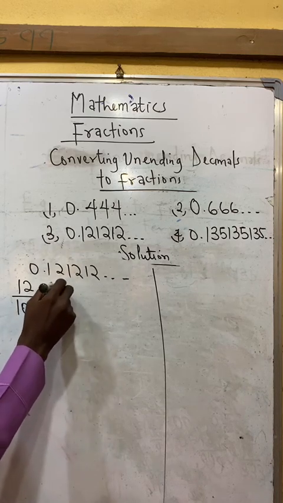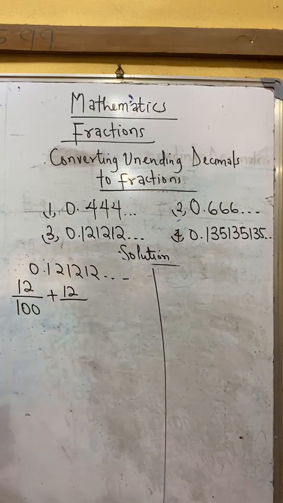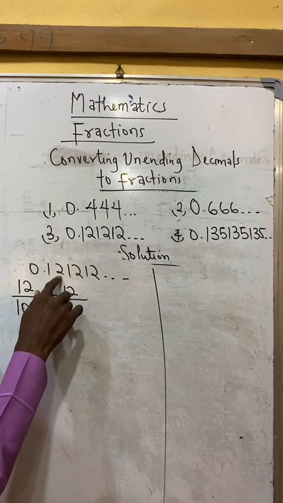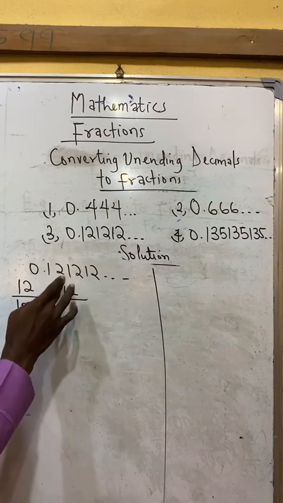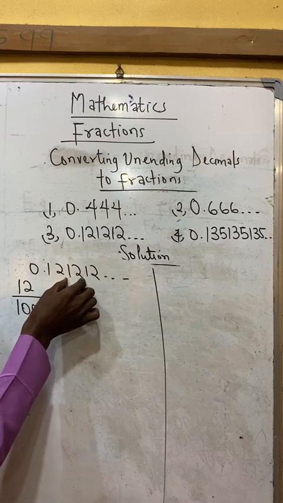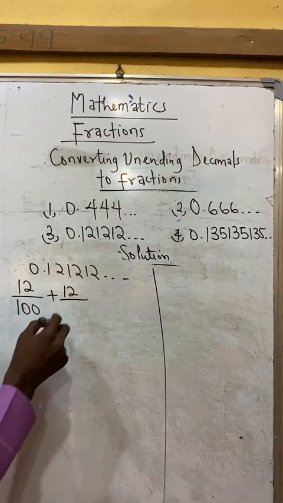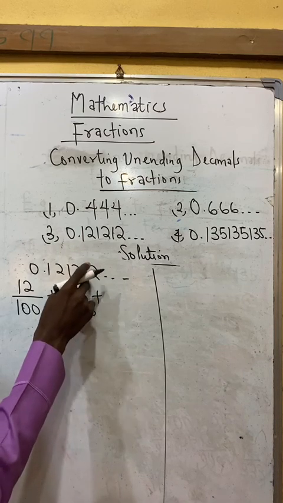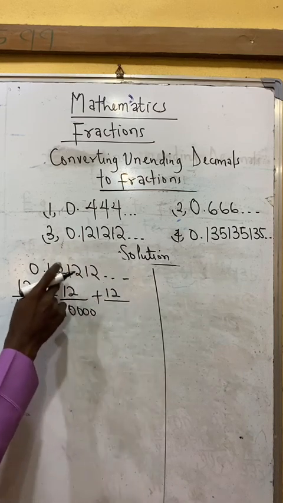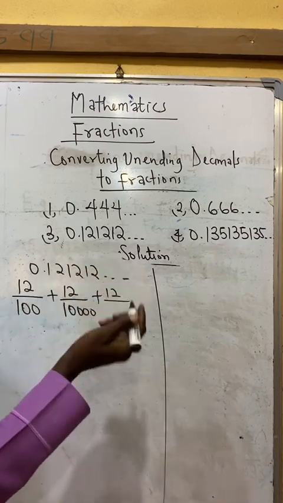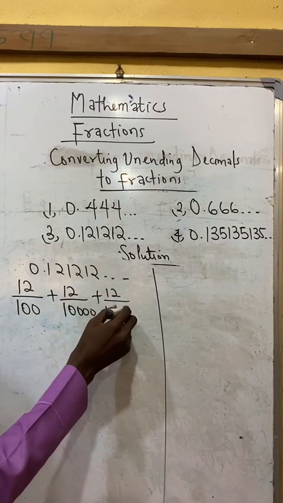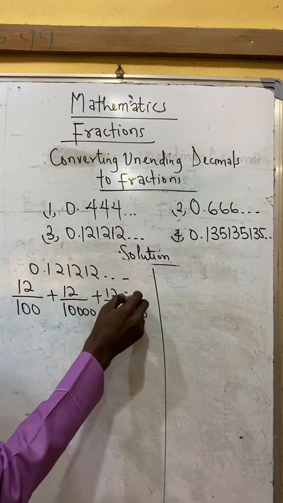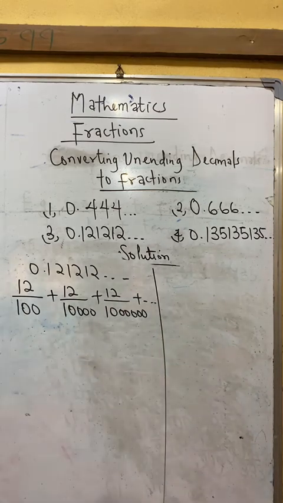Plus the second 12. This will no longer be over 100. We will count how many digits we have now that we are at the second 12: 1, 2, 3, 4. That means I'll put 1 and put 4 zeros at the back. Plus the third one is 12 all over, how many digits do we have now? We have 6 digits. Write 1 and put 6 zeros. So plus and so on. We can take the sum to infinity. We don't know the end. So that means this will be my first term.